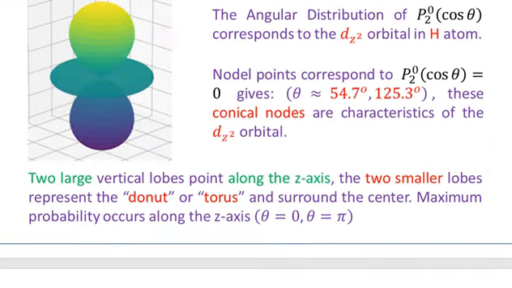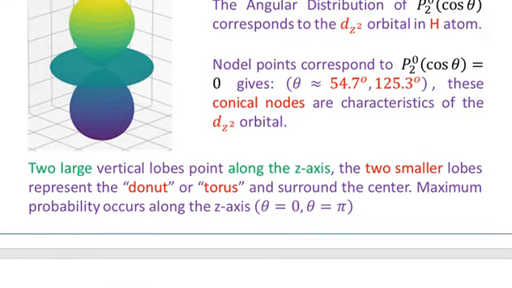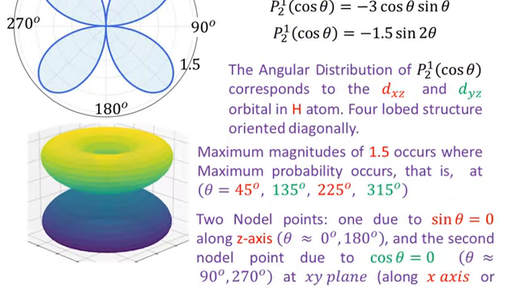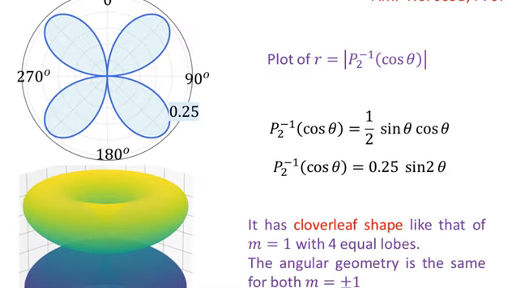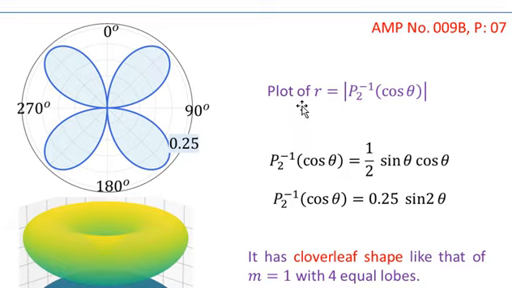In this case we are going to plot orbital quantum number L is equal to 2 and the magnetic quantum number M is equal to minus 1. So this is the polar plot of R is equal to mod of P2 minus 1 as a function of cos of theta. And if you plug in the value of L is equal to 2, M is equal to minus 1 in the formula discussed in slide number 9a, you will notice that P2 minus 1 cos of theta will be equal to half times sine of theta cos of theta. And if you combine sine of theta cos of theta, you will get 0.25 sine of 2 theta.